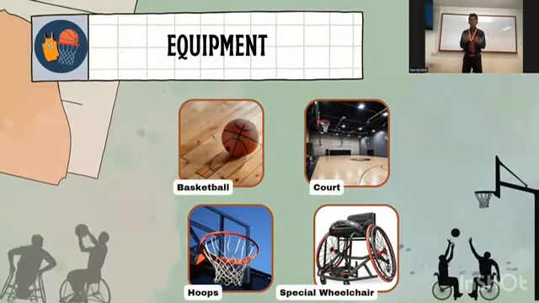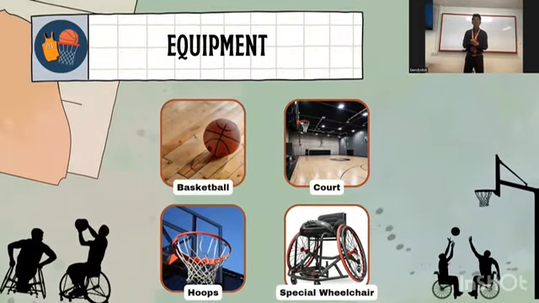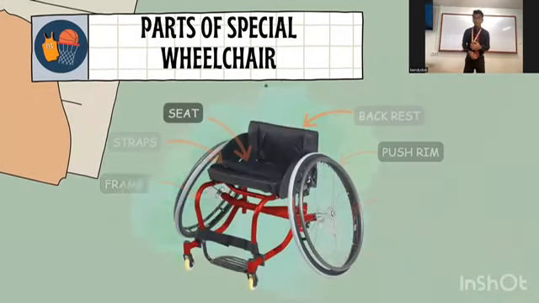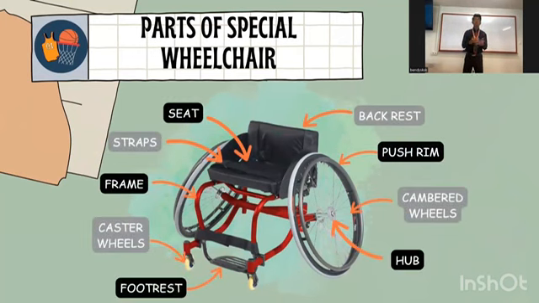So this is the equipment that we need for wheelchair basketball. Of course, we need a board with basketball, the court, the hoops, and also the special wheelchair. So next slide. So I will pass to the next presenter to explain more about the special wheelchair. Okay.